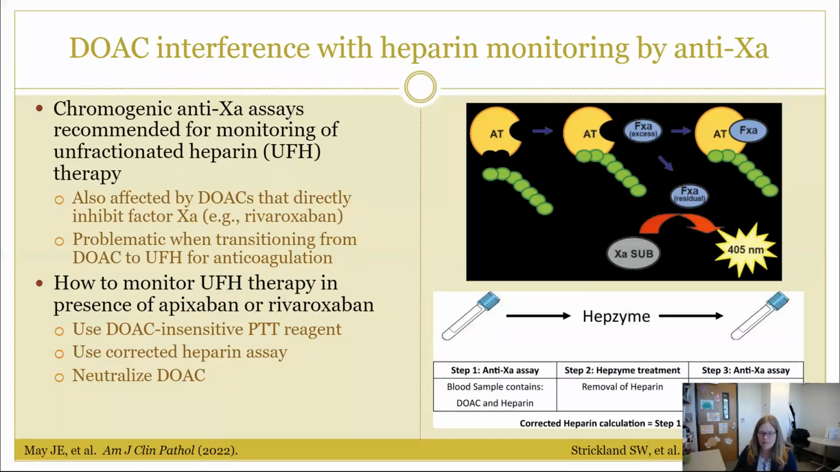In this setup, you would perform a couple of different steps in order to get a corrected heparin value. You would run your chromogenic anti-10A, knowing that would be reflecting activity from both your DOAC and your heparin. You then remove heparin from the sample and remeasure the anti-10A assay, and then subtract this value from this value to get the corrected heparin. That is one strategy. Otherwise, you could use DOAC neutralization.